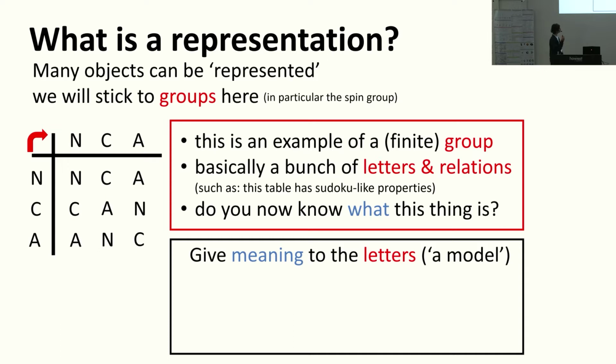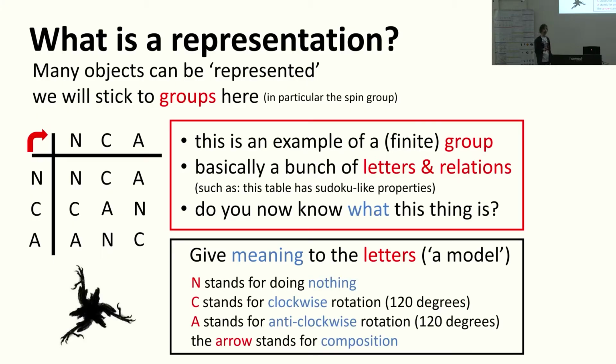And the point is that if you want to understand a group, you have to give meaning to the letters. You need some kind of model. And that is what we call a representation. So in this case, I would say that the easiest way to understand what the group is to look at this obscure object, which is the logo of my favorite Belgian metal band, actually founded in Kortrijk. So there you go. So the N, the C, and the A stand for doing nothing, or a clockwise or anti-clockwise rotation, 120 degrees. And the arrow in that table, that is a multiplication, that is just composition. So it's easier to think about the object, I would say, than to think about the table.